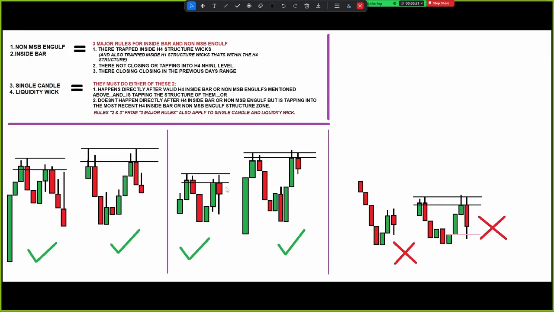So beautiful, okay? I've illustrated the exact same thing with inside bars. We have this bearish inside bar here, trapped within H4 structure wicks to the left. It's tapping into this structure here, but it doesn't matter because this leg didn't take out this previous structure high, okay?